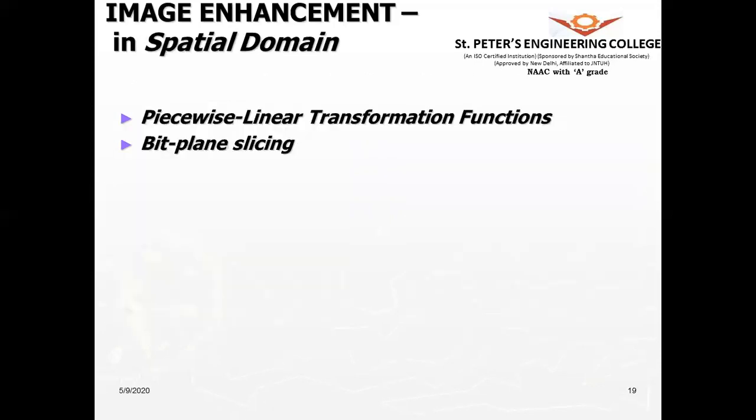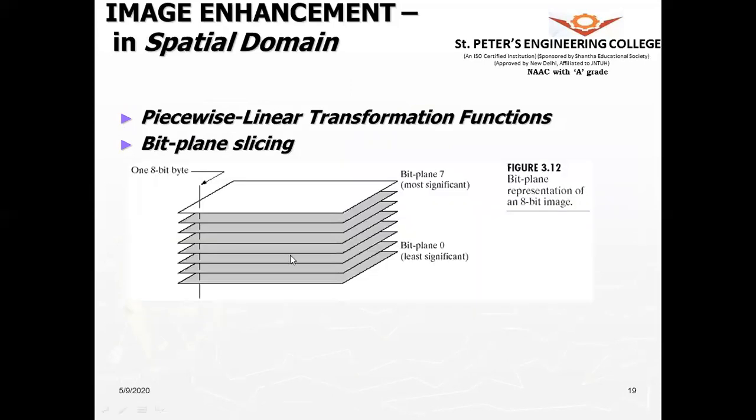The next piecewise linear transformation is bit plane slicing. In bit plane slicing, we are identifying the different bits. For example, if the pixel is 8-bit, then we identify the 0 to 7 bits, and each bit becomes a plane. That is called bit plane slicing.